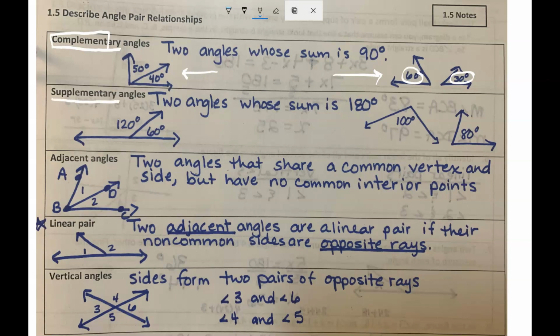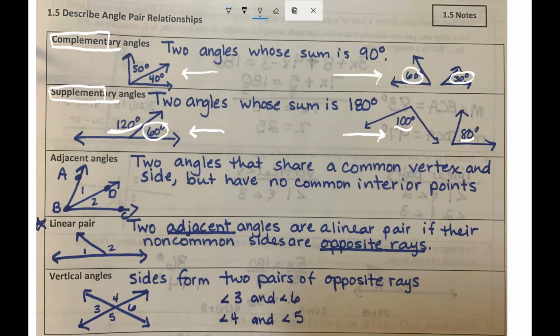Next is supplementary angles. This is two angles whose sum is 180. Again, on the left, right here, these are touching. 120 and 60 do add to 180. However, here on the right, the 180 add up to 180. Therefore, by definition, they are supplementary angles. Now, the root word in supplementary is supplement. So if you ever were to be asked, what is the supplement of 120? You subtract 120 from 180 to get the 60 degrees.